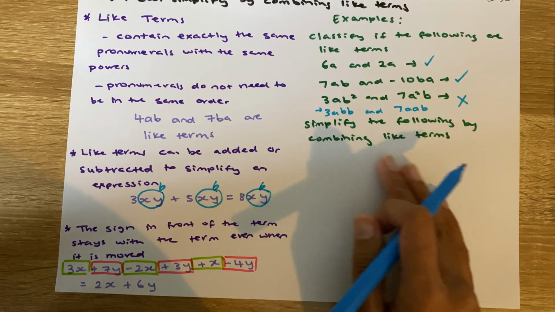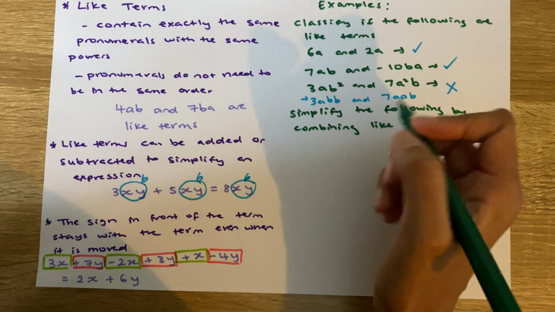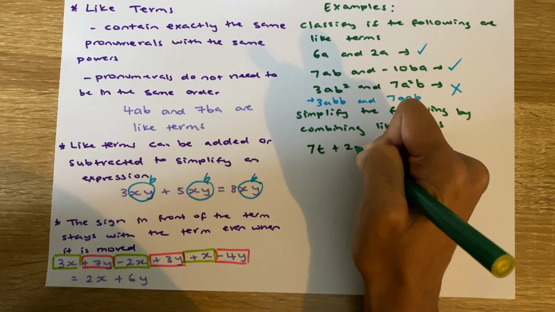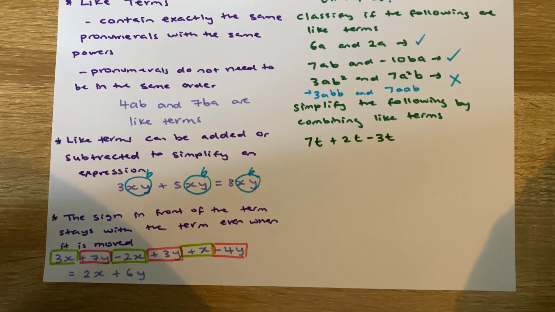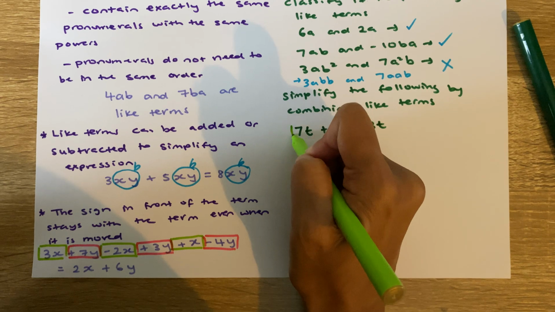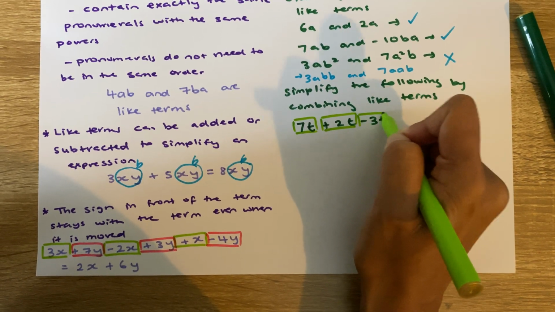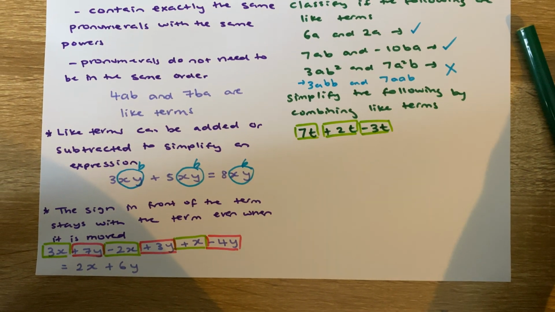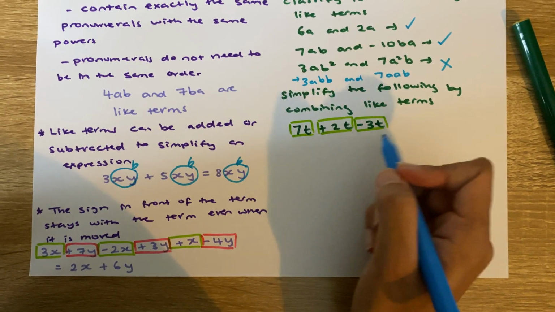We're going to go through some examples of simplifying what we had over here. So I can have the expression 7t plus 2t take away 3t. I can see here that they are all like terms. I've got a 7t, a plus 2t, and I'm taking away a 3t. We have just got the letter t involved, and because they are all the same, I can add or subtract as they are.